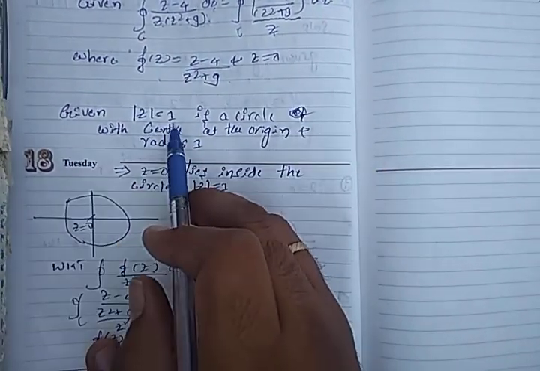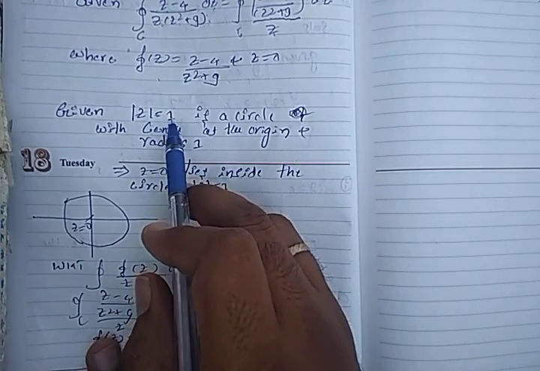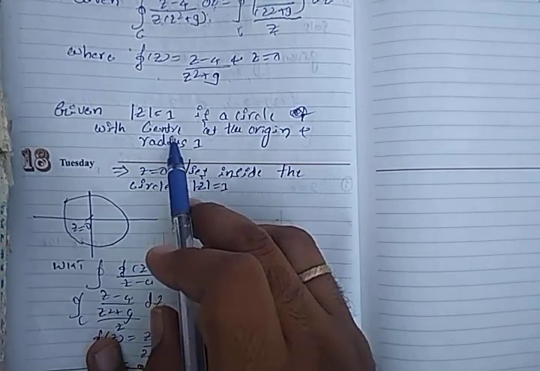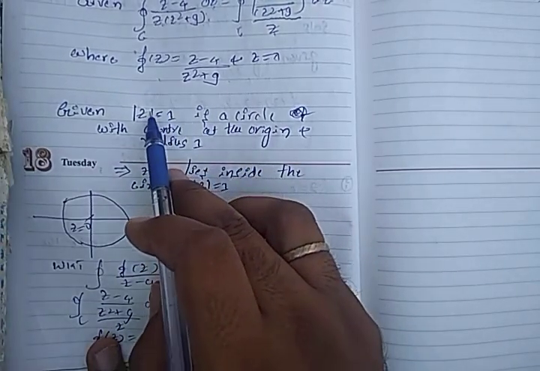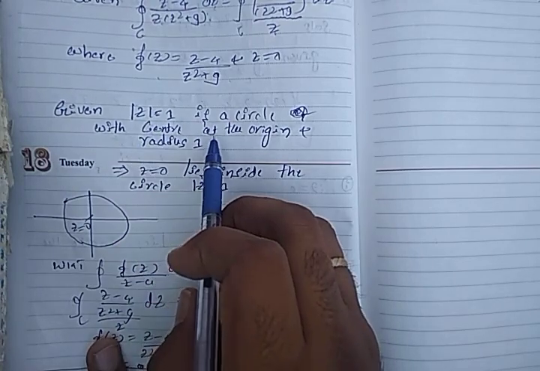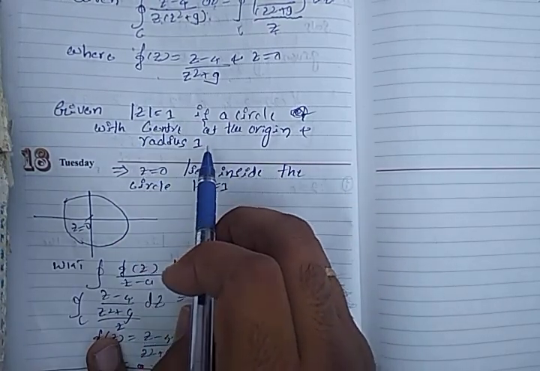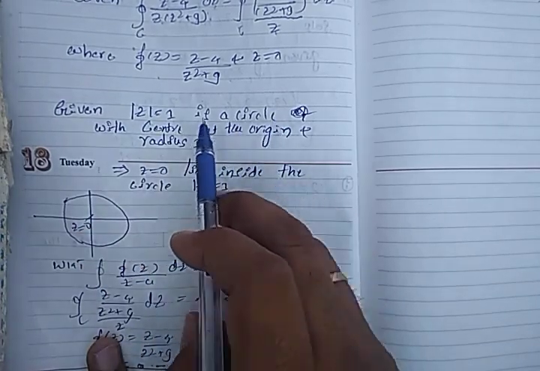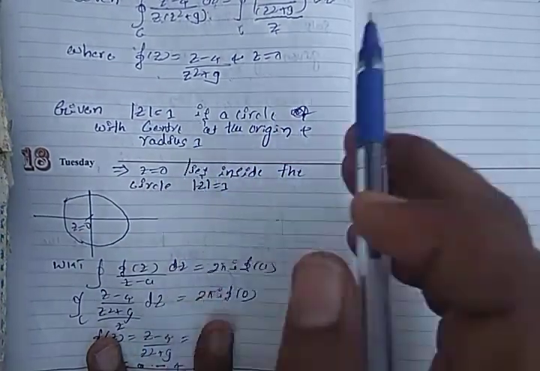See here, given mod z equal to 1. Here 1 is the radius of the circle. Mod z equal to 1 is a circle with center at the origin and radius 1.